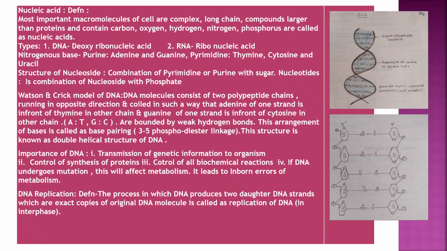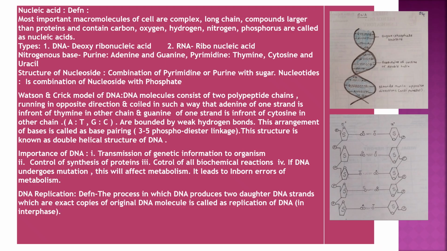Nucleic acid. The most important macromolecules of the cell are complex long chain compounds larger than proteins and contain carbon, oxygen, hydrogen, nitrogen, phosphorus, and are called nucleic acids. Types: DNA, deoxyribonucleic acid, RNA, ribonucleic acid. Nitrogen bases: purine, adenine, guanine; pyrimidine, thymine, cytosine, and uracil. Structure of nucleoside: combination of pyrimidine or purine with sugar. Nucleotide is combination of nucleoside with phosphate.